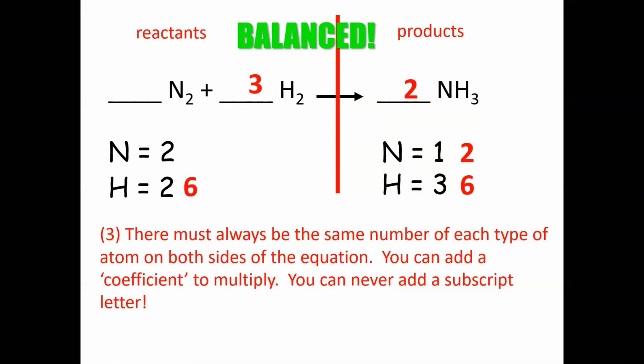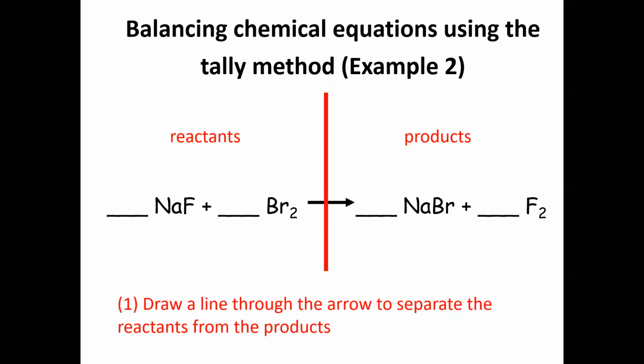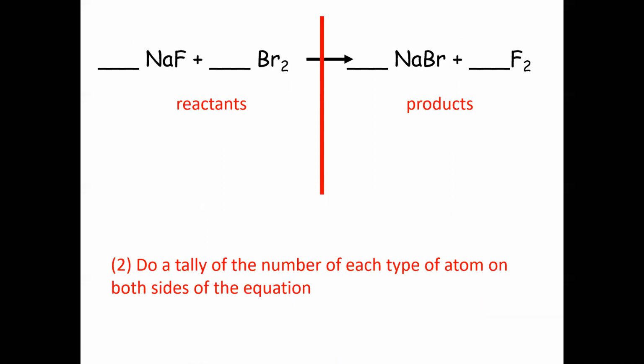Okay? Right. Let's try and move on to one that's slightly more difficult now. So let's look at this example here. This is example 2. So they're your reactants, they're your products. Draw your line through the arrow to separate the reactants from the products. And then you go about doing your tally. So you can see that you have 1 sodium, you've got 1 fluorine, but you've got 2 bromines.